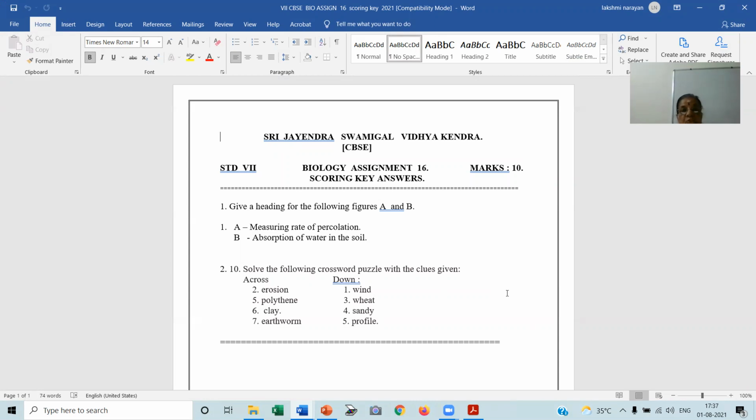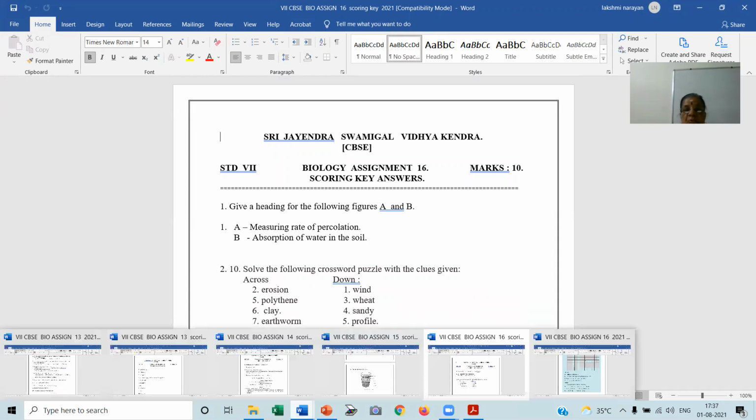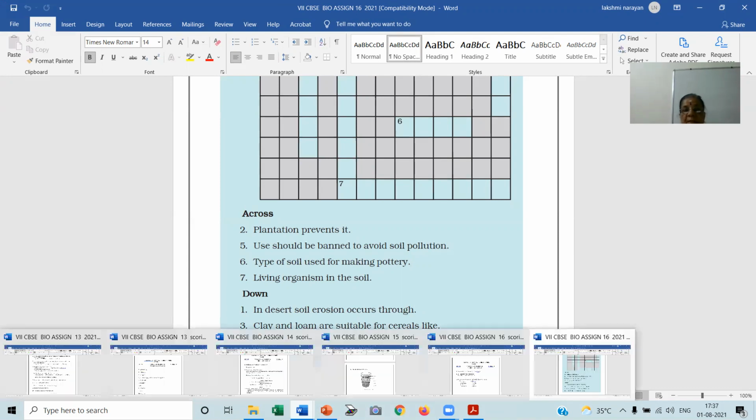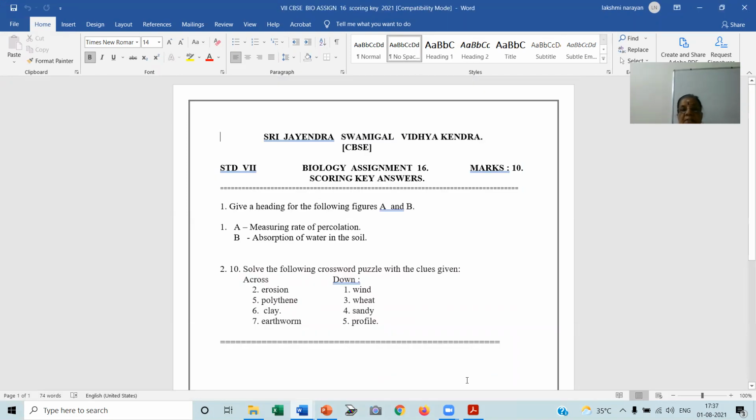So across: erosion, polythene, clay, earthworm. I hope you understand. Remember that. Plantation prevents it, erosion. Use should be banned to avoid soil pollution, that is polythene. Then type of soil used for making pottery, that is clay. Living organism in the soil. I hope you follow. That is earthworm.